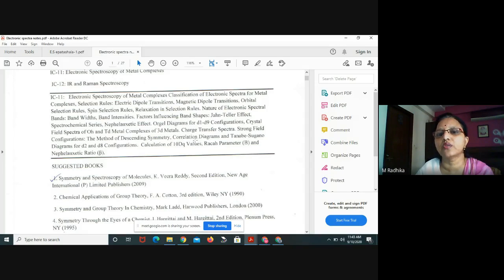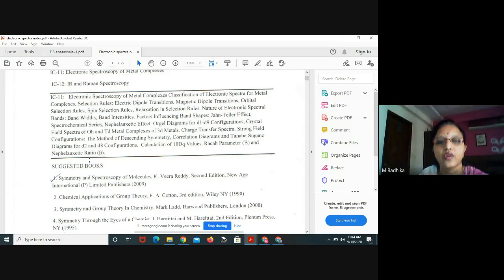Correlation means how to correlate, to relate: weak field, high field and strong field. Tanabe-Sugano, based on the scientists' names, they have given the name. You are not going to study all the configurations, only the D2 and D8 configurations. Then we have to do calculation of 10 Dq values, Racah parameters, and the nephelauxetic ratio. Now the books to follow.